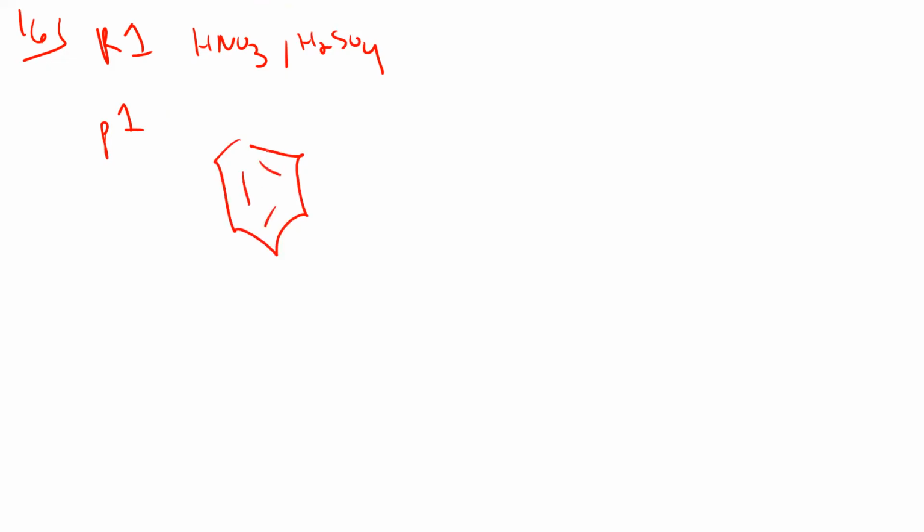R1 will be, we're going to throw in the HNO3 with the H2SO4. We're going to add the nitro group to it. So, and then we'll draw product 1. So P1 equals this. And we got to draw the formal charge here on the nitrogen. So that will be our P1.